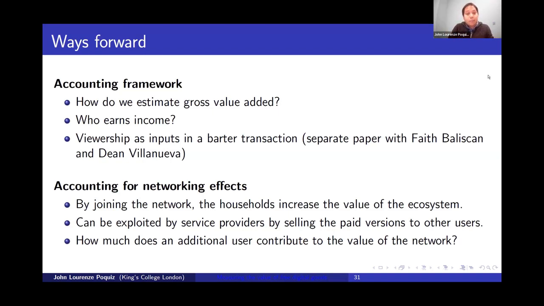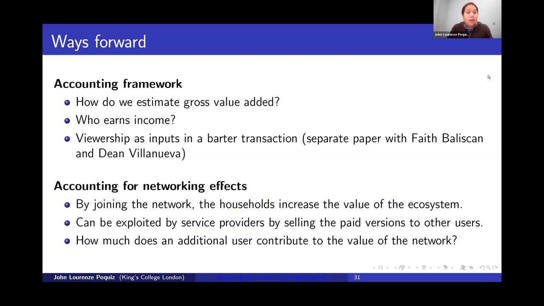I'm working on this paper with two other co-authors where we're trying to develop a general accounting framework for these things, where we're thinking about inputs from viewership as an input in order to arrive at gross value added. And we're thinking about an expansion of a digital economy satellite accounts, which incorporates the value of these goods and services later on. And yeah, I'm working with Faith and Dean on this project.